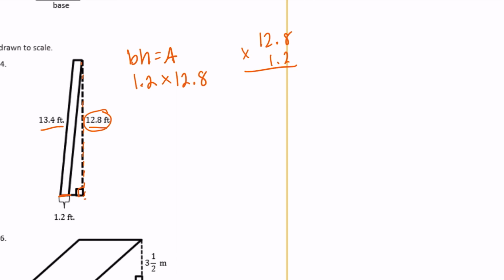8 times 2 is 16. Carry the 1. 2 times 2 is 4. Plus 1 is 5. And 2 times 1 is 2. Get rid of what I carried. Put my 0 down. 1 times 8 is 8. 1 times 2 is 2. 1 times 1 is 1. Add it all together.